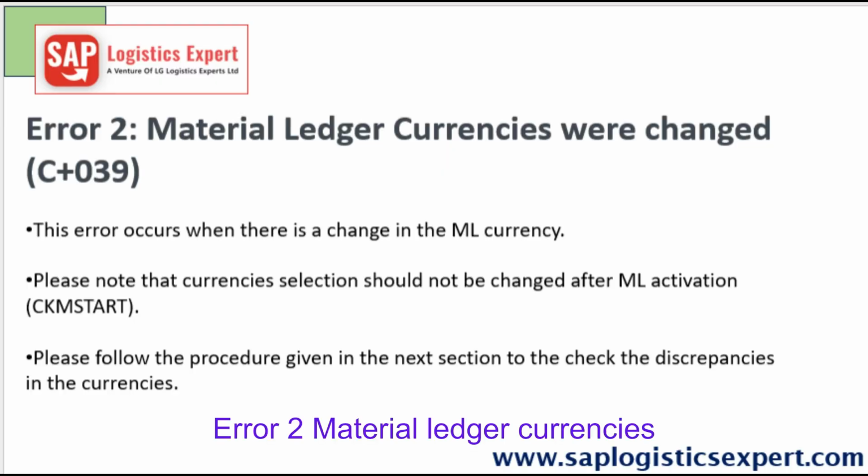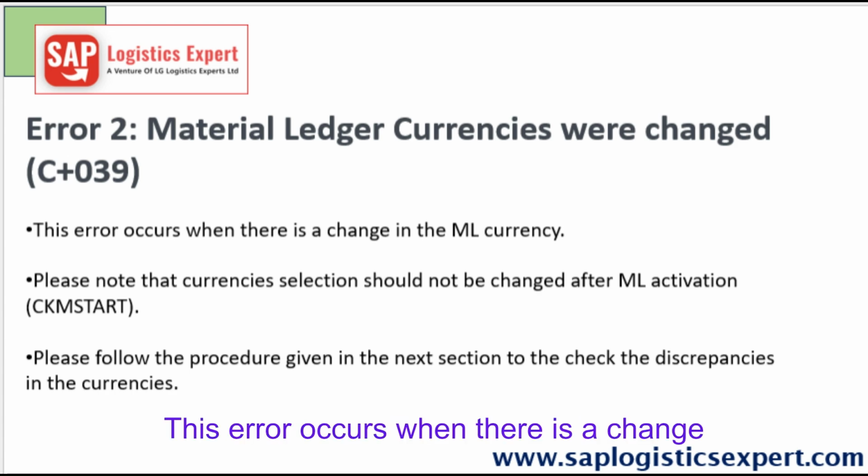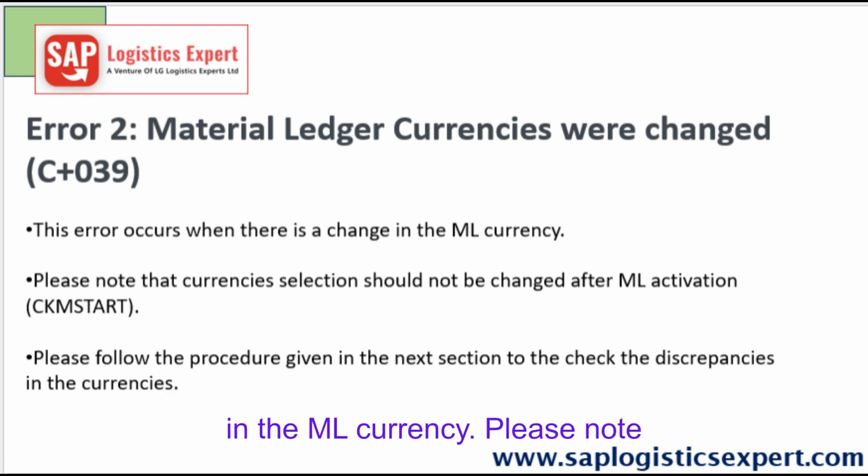Error 2. Material ledger currencies were changed. Error number C+039. This error occurs when there is a change in the ML currency. Please note that currency selection should not be changed after ML activation, CKMSTART. Please follow the procedure given in the next section to check and resolve the discrepancies in the currencies.